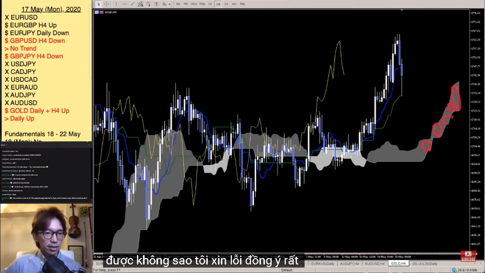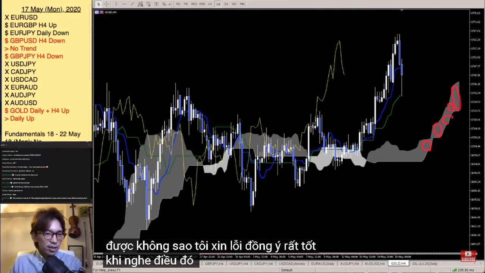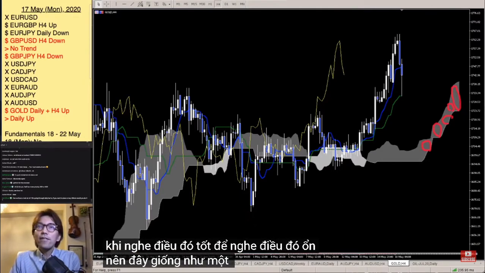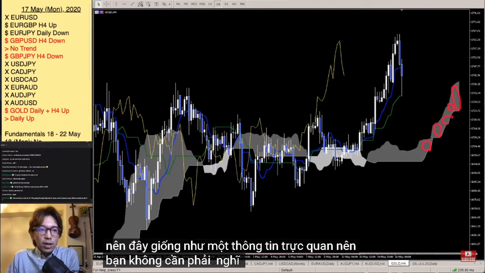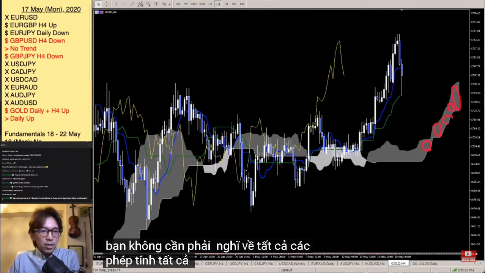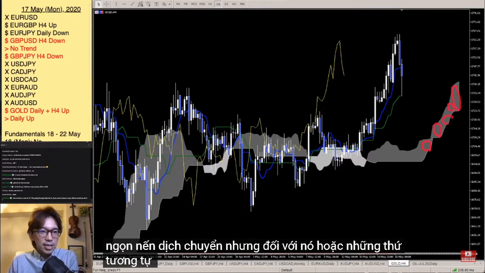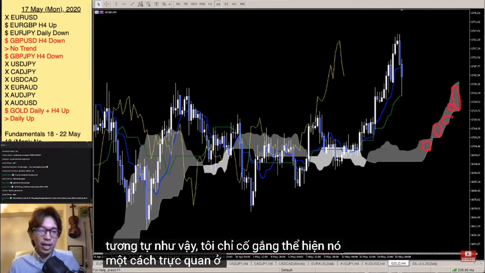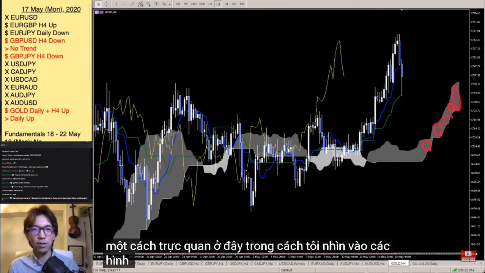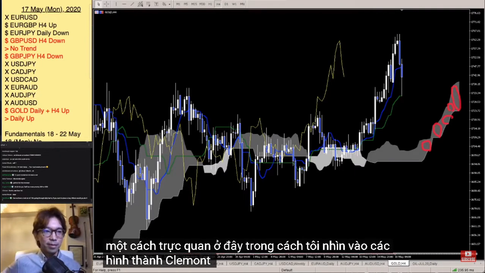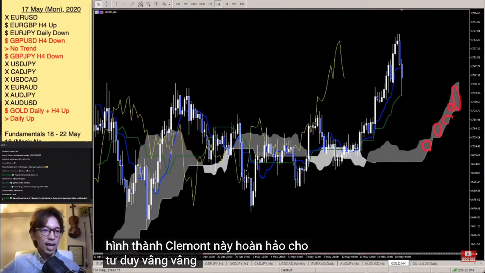I absolutely agree. All right. Good to hear that. So this is visual information. You don't have to think about all the calculations, all the numbers, how many candles are shifting forwards or things like that. I just try to show it visually, how I look at these Kumo formations. Perfect for the mindset.